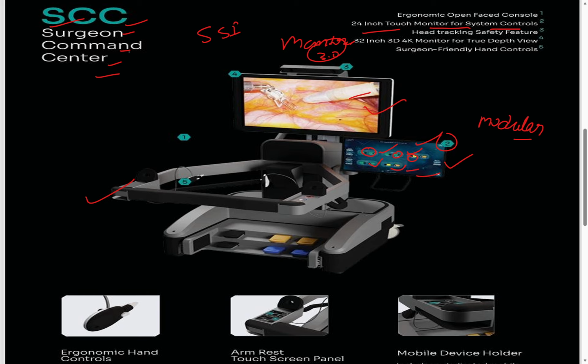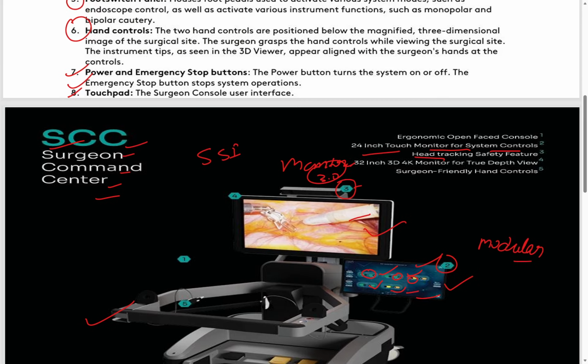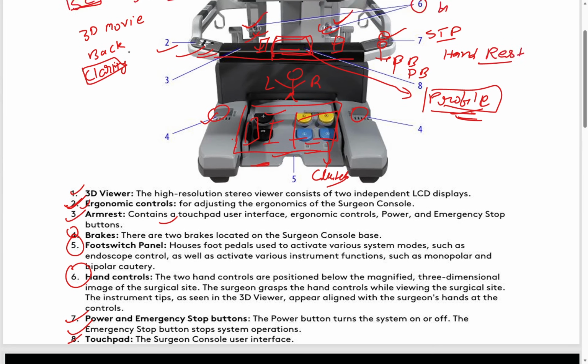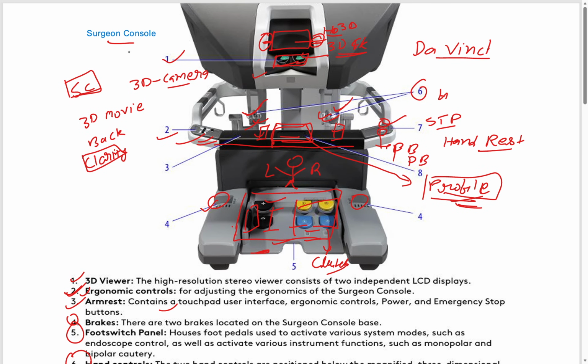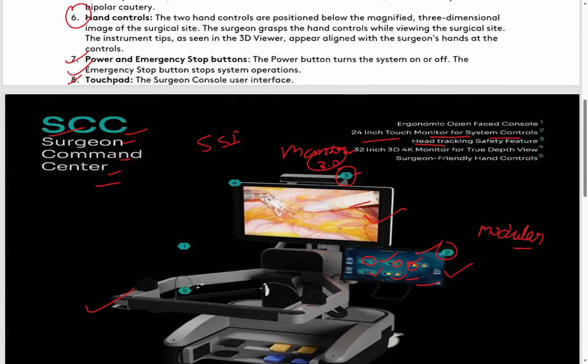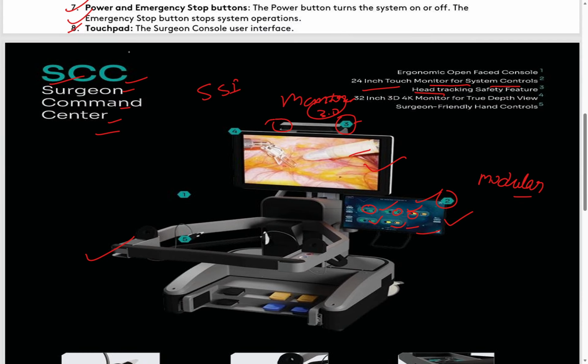Then the third one, if you see, is the head tracking. As I told you, in da Vinci also they have head tracking, so the surgeon puts their head in. The same thing is in SSI also. When the surgeon wears the 3D glasses, the glasses can be tracked, so the surgeon's head can be tracked. When the surgeon moves their head outside the head tracking, the instrument freezes and will not work.